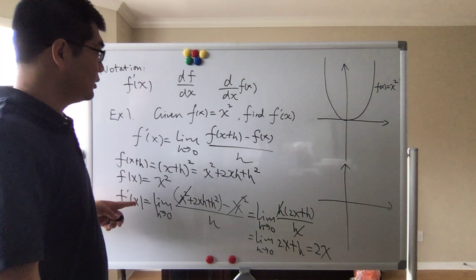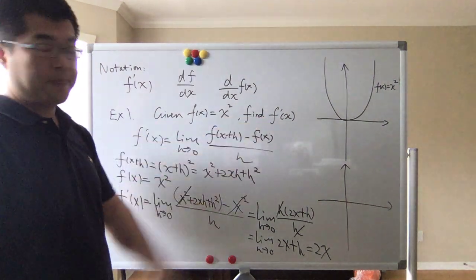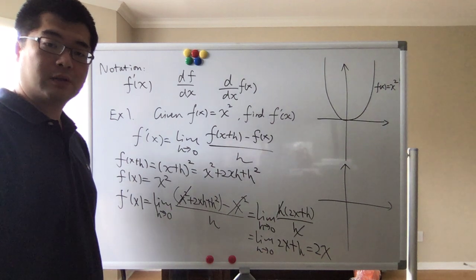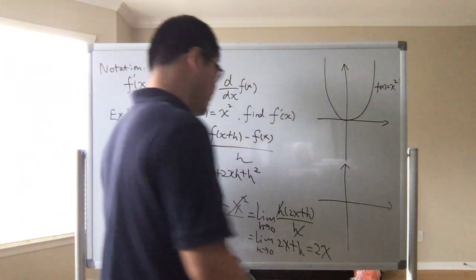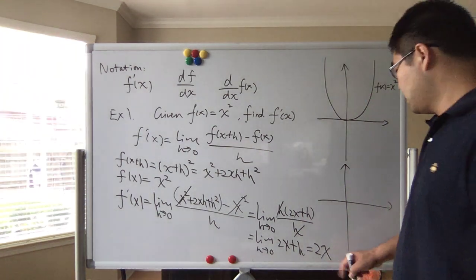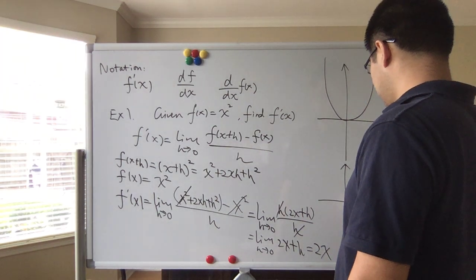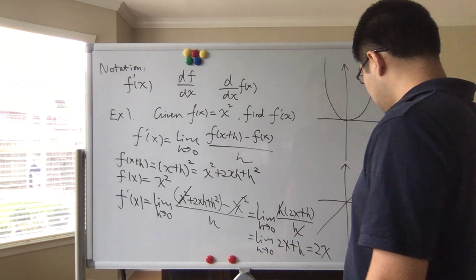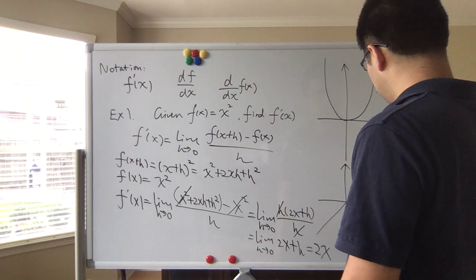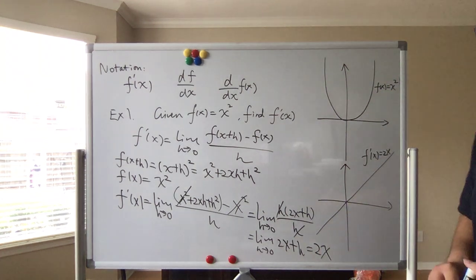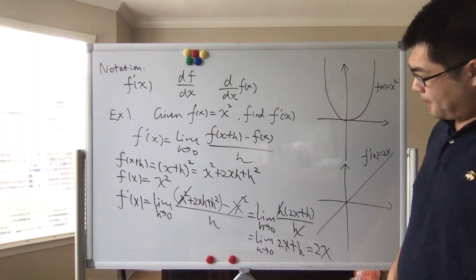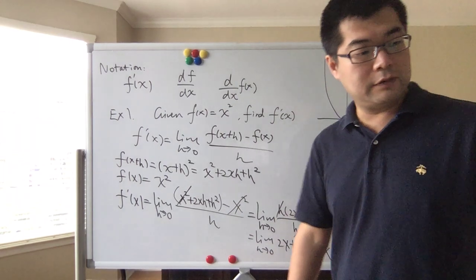So that's the derivative of the function f of x. You see f prime of x, which we just calculated here, equals 2x. And we all know that 2x is a line, right? So let's see how we interpret that.